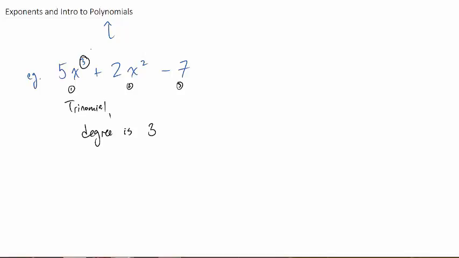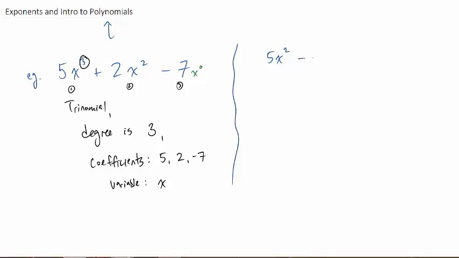Alright, so those are kind of an intro into polynomials, and we should actually look at more specific polynomial questions that we'll see in the next chapter. So as an example, you take a look at this. We call this thing a trinomial because it has 3 terms. We say that its degree is 3 because of the 3 power up there. Coefficients are 5, 2, and negative 7. Negative 7 because technically there is sort of an x to the power of 0 there. We don't often write it, but all numbers are technically polynomials. And the variable is x.